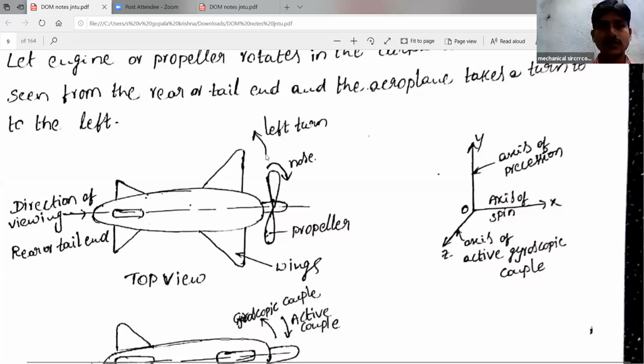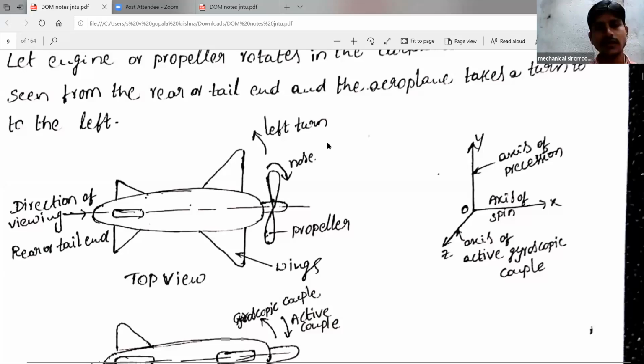It is taken to be a left turn. Then what type of effects are attained on our aeroplane? We mainly consider the nose and the rear. What type of effects are achieved on our aeroplane? All of you observe that.